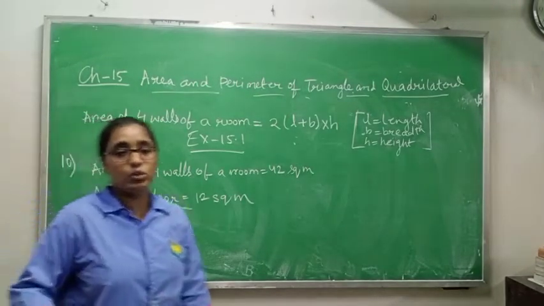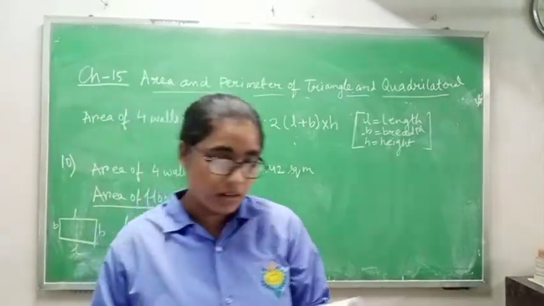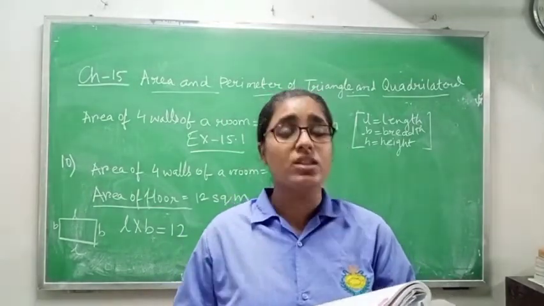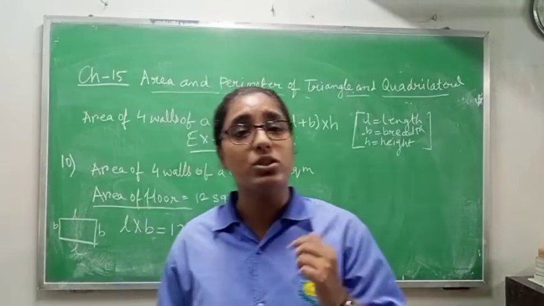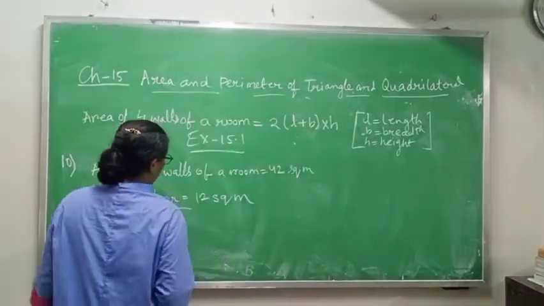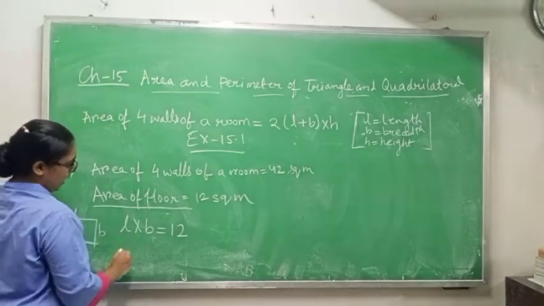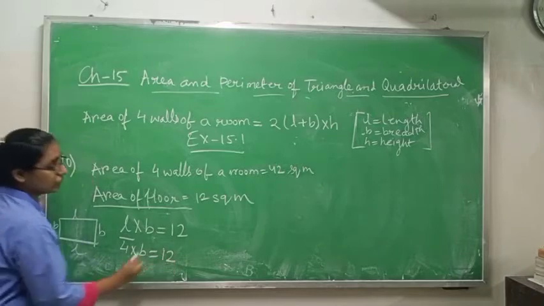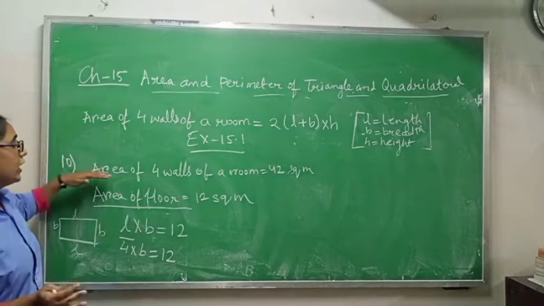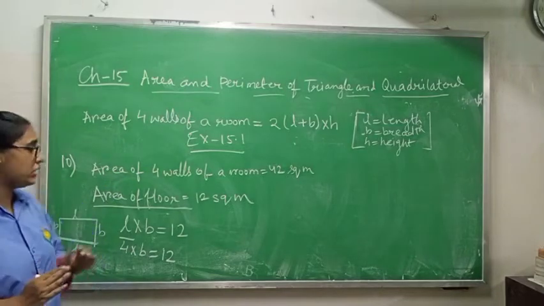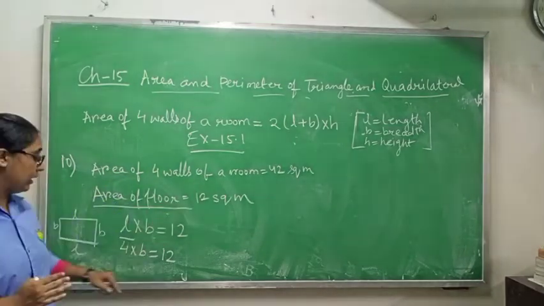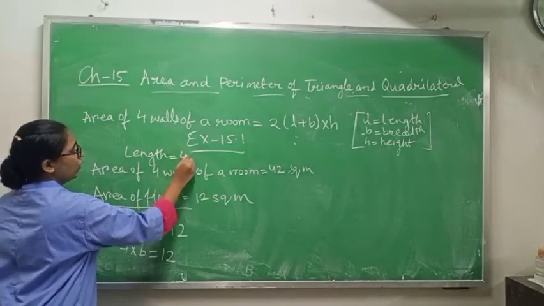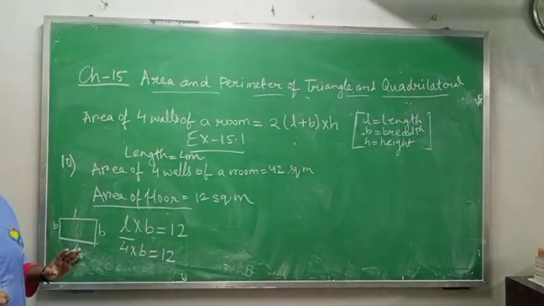One more thing is given to you. Read the question: calculate the height of the room if the length of the room is 4 meter. The length of the room is already given to you. So in place of length, I am writing 4. B equals 12. Why am I writing this? Three things are given to you: the area of 4 walls of a room is 42 square meter, the area of floor is 12 square meter, and L equals 4 meter.